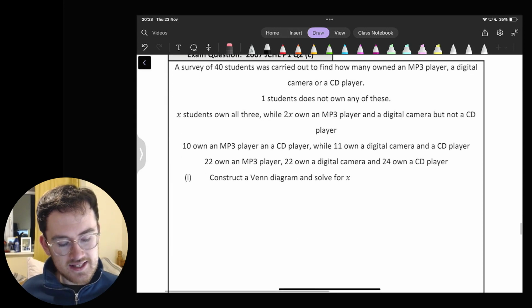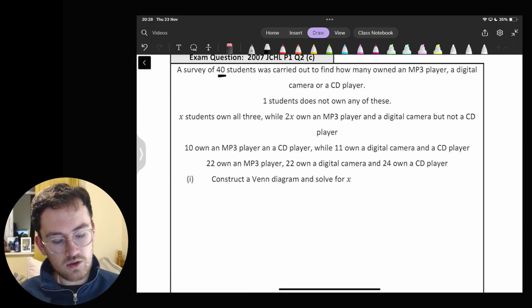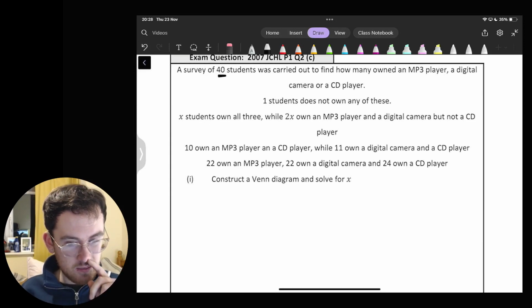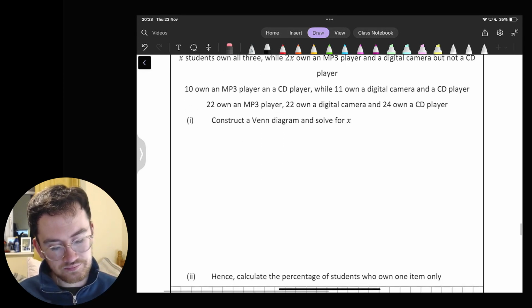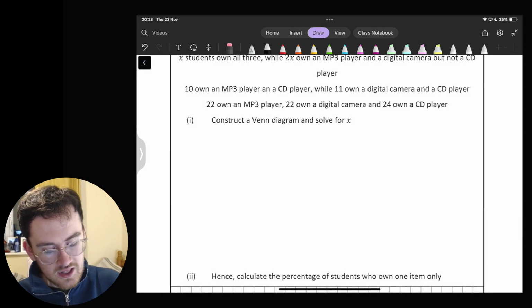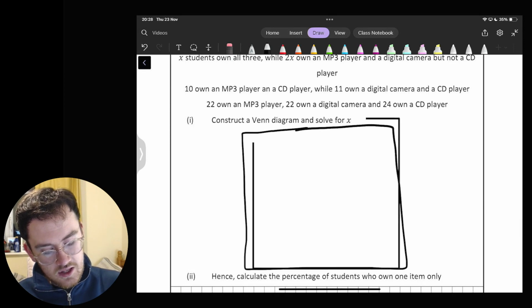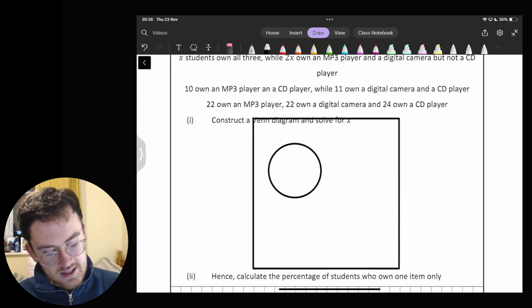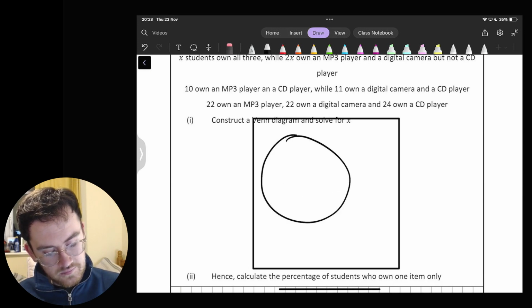So this is 2007. A survey of 40 students was carried out to see how many owned an MP3 player, a digital camera, or a CD player. One student does not own any of these. X students own all 3, while 2X own an MP3 player and a digital camera, but not a CD player. So we have to construct a Venn diagram and solve for X. Let's draw our Venn diagram and see, can we plot everything into it.